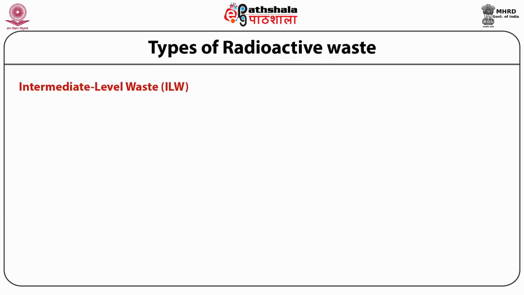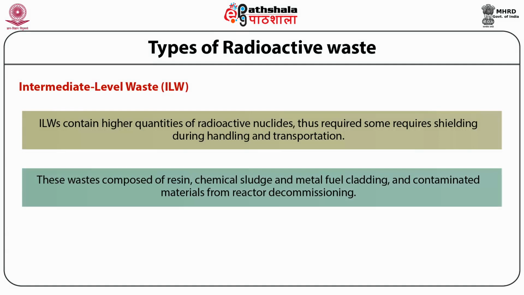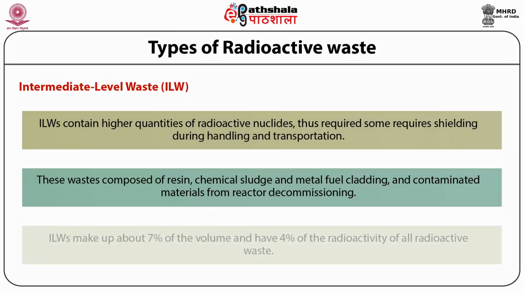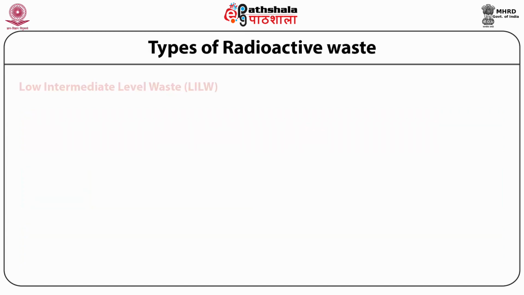Next is intermediate level waste, ILW. ILW contains higher quantities of radioactive nuclides, thus requiring some shielding during handling and transportation. These wastes are composed of resin, chemical sludge, metal fuel cladding, and contaminated materials from reactor decommissioning. ILWs make up about 7% of the volume and have 4% of the radioactivity of all radioactive waste. The above three types of waste are not tabulated in the table. Now we will start with low and intermediate level waste, LILW.